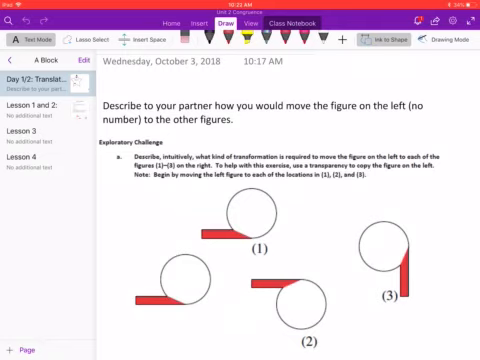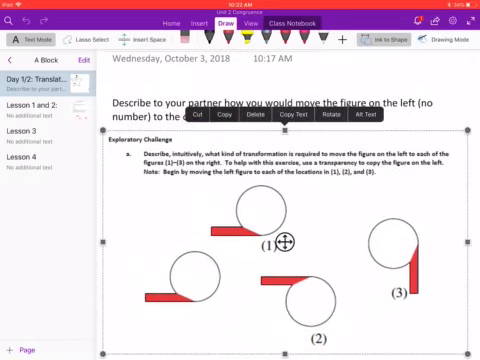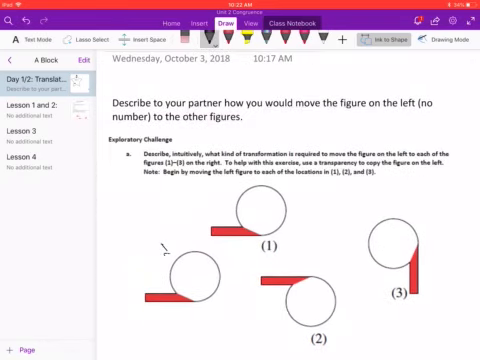So what I want you to do is use your little transparent piece of paper, that little rectangle, and we are going to try to describe intuitively what kind of transformation is required to move the figure on the left, this one, to each of 1, 2, and 3, the other figures. And these are called transformations. Everything that we're going to do is a transformation.